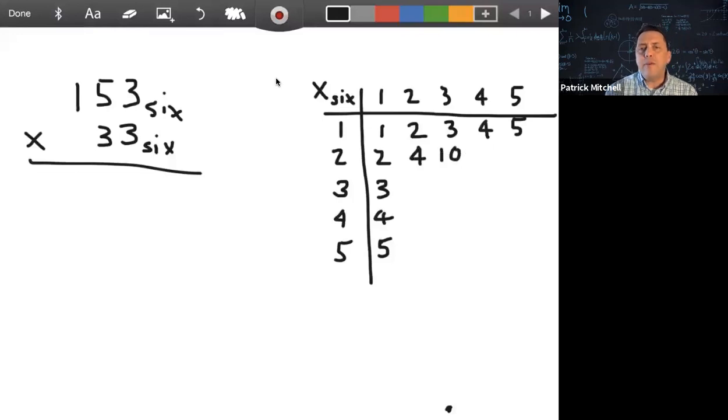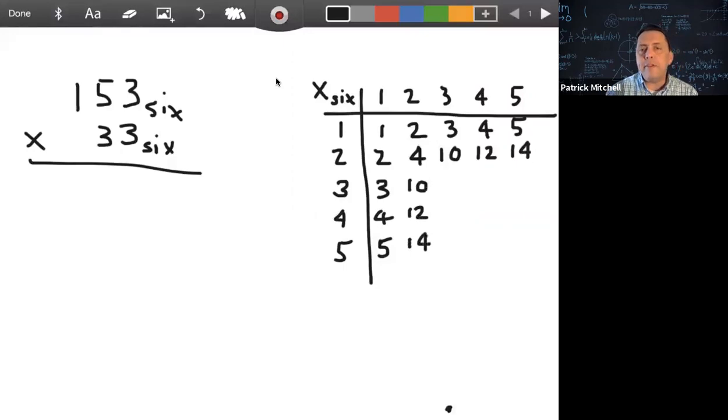2 cans times 4 would be 8 cans, which would be 1 6-pack and 2 loose cans. And then 2 cans times 5 would be 10 cans, which is a 6-pack and 4 loose cans. Okay. So now that I have that row, I also have the corresponding column. Now we move to 3.